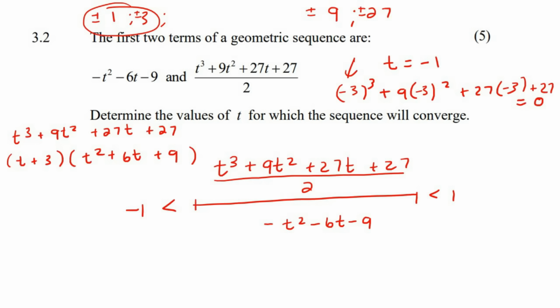And so what I'm now going to do is take this and replace all of this with that. So that becomes t plus 3, and then t squared plus 6t plus 9.